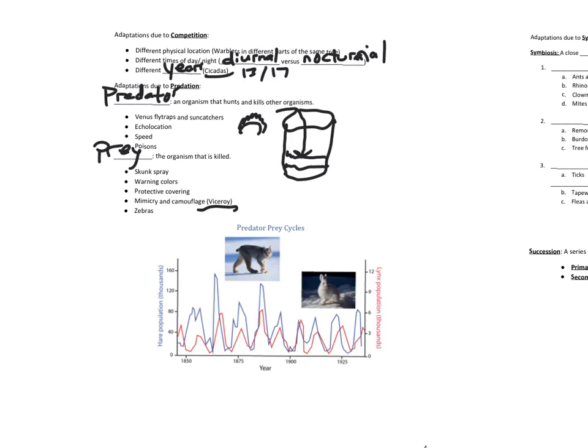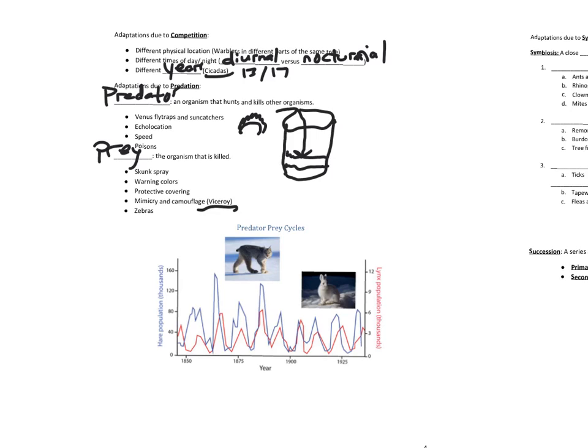A viceroy is a kind of butterfly that mimics, or looks just like, a monarch butterfly, except it doesn't eat milkweed and it doesn't taste terrible if it gets eaten by a bird, but birds still avoid the viceroy because it looks too much like a monarch butterfly to take a chance.